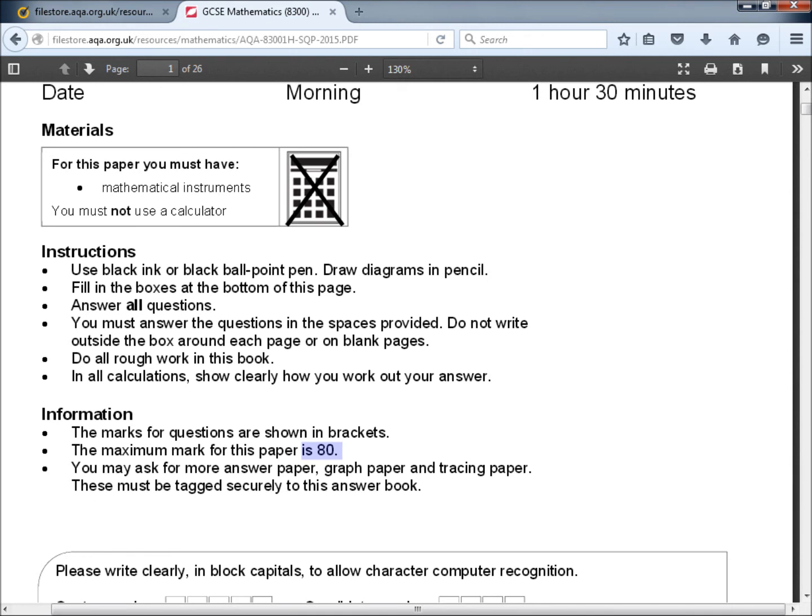You may ask for more answer paper, graph paper, and tracing paper. These must be tagged securely to the answer book.